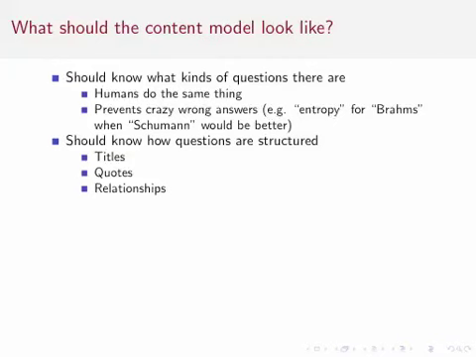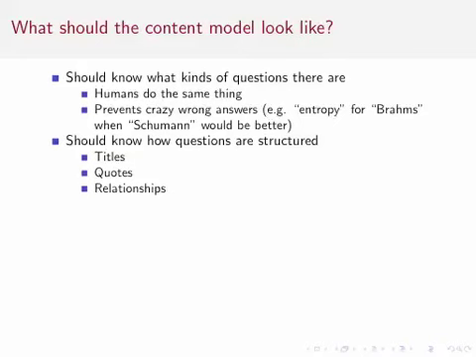And so what we can do to fix this problem is make the content model a little bit smarter. The content model should know what kind of questions there are, what kind of categories you could be asked in a Quiz Bowl game. Humans do the same thing. They figure out the category first, and then they restrict their search space to that category. And this prevents crazy wrong answers that a naive Bayes model often gave. For example, it would answer entropy on a question about Johannes Brahms, when a much more reasonable guess would be Robert Schumann, because both Brahms and Schumann were 19th century German composers.